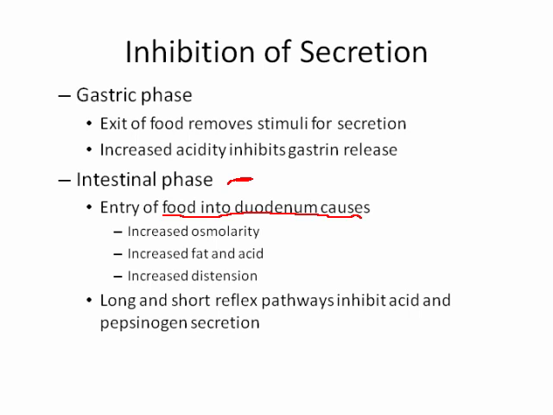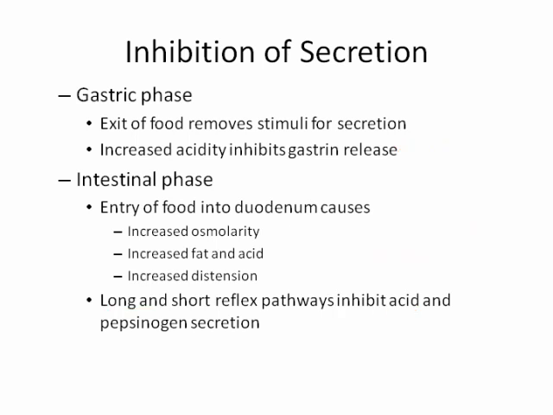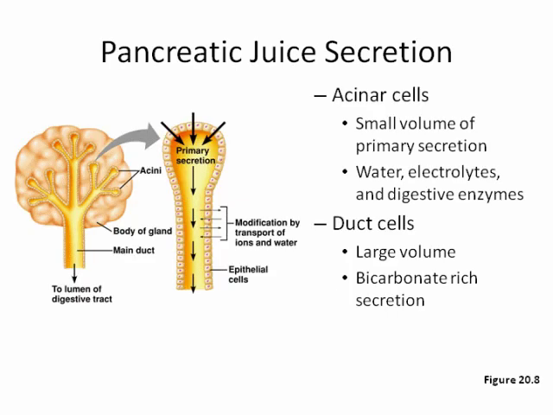As the food is entering the duodenum, it's going to cause increased osmolarity within the lumen of the duodenum itself, increased concentration of fats and acid, and of course cause an increased distension of the duodenum. And this is going to work through long and short reflex pathways to inhibit acid and pepsinogen secretion. So again, stimuli within the intestine go back to inhibit the stomach, to reduce the delivery of chyme down into the small intestine, to give the small intestine more time to absorb the material that has already entered it.